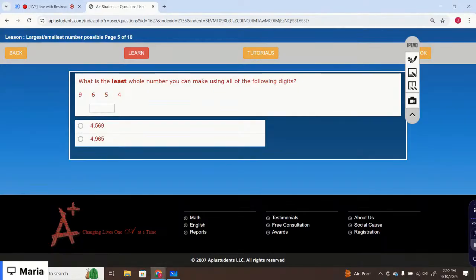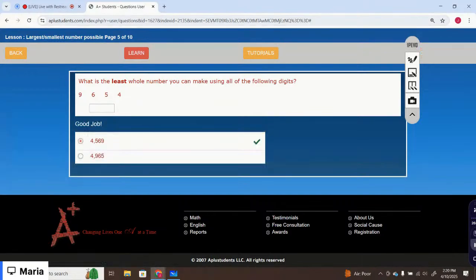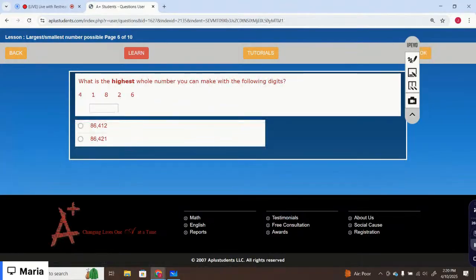What is the least whole number you can make using all the following digits? Very good. That is option number 1. That is 4,569.